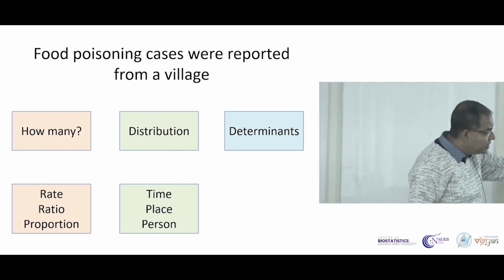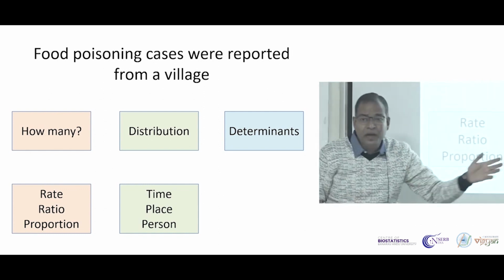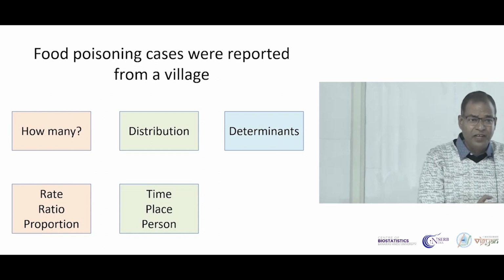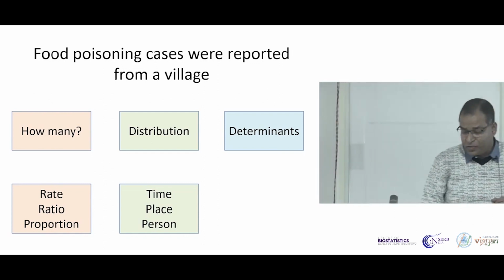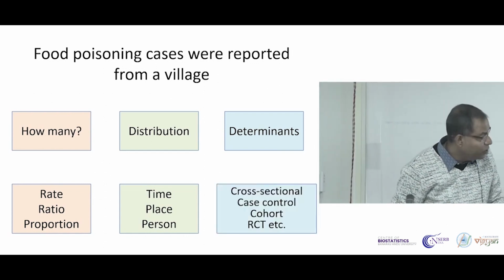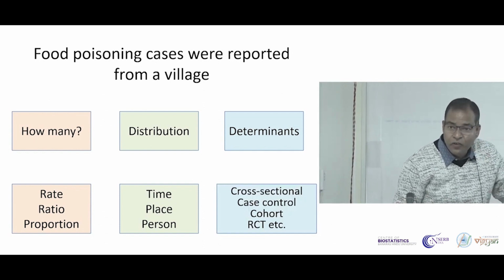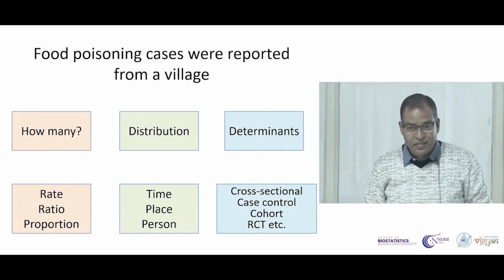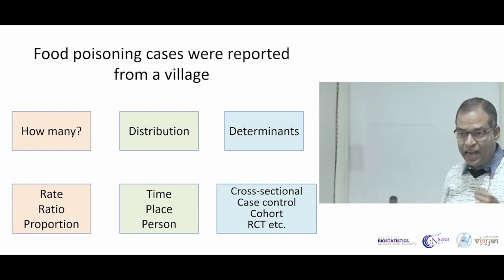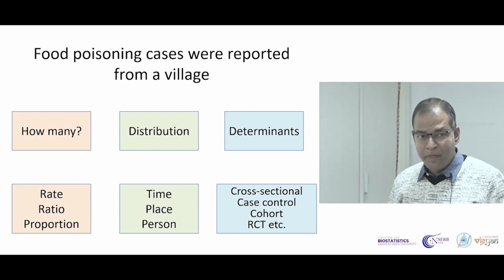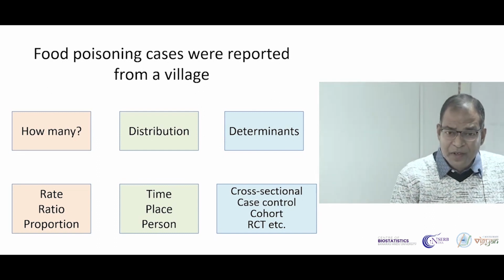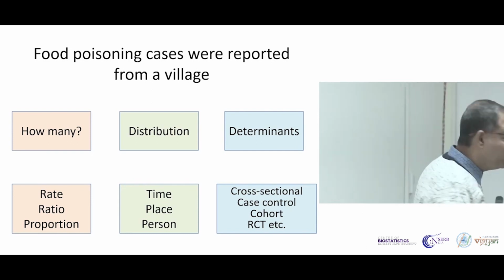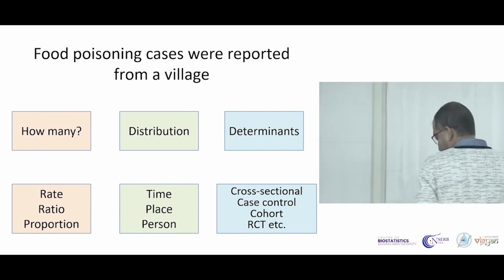We can also see the different types of distribution by some simple study like descriptive studies. But the next level of studies, like cross-sectional studies, case control studies, cohort studies, randomized control trials, etc. From these studies, we can have an idea about the determinants of the disease. So what are the precipitating factors? What are the aggravating factors? What are the causative factors? Is this clear to all of you? So these are the three components of epidemiology: one is the frequency, second is the distribution, and third is the determinants.